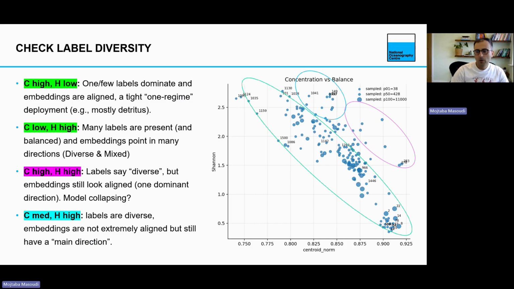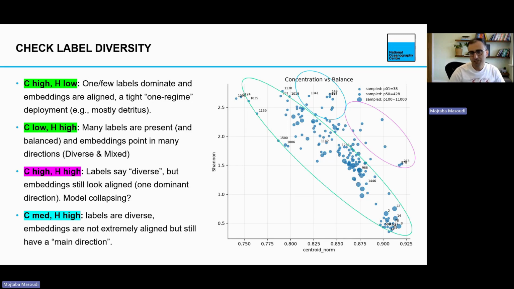So how do we think about this? Can we use this label to introduce the diversity? So we investigated how the label looks. Here I plotted the Shannon index of the diversity of the label compared with the centroid norm. You can see most of the deployments are following the same rule. It means if the centroid norm is high, Shannon can be high or can be low.